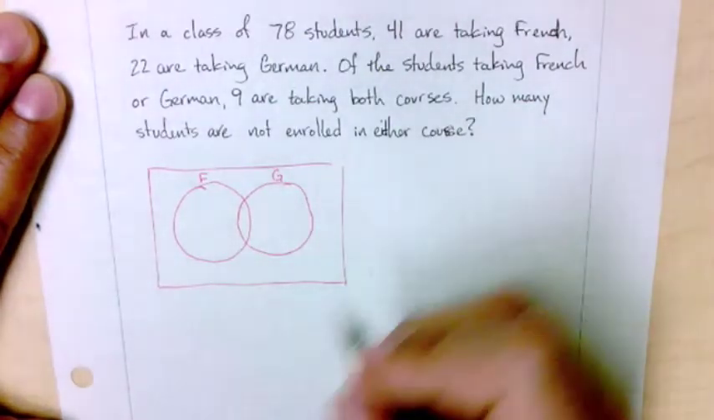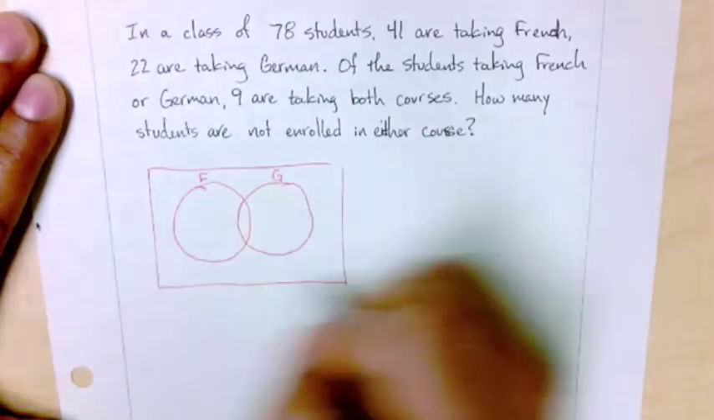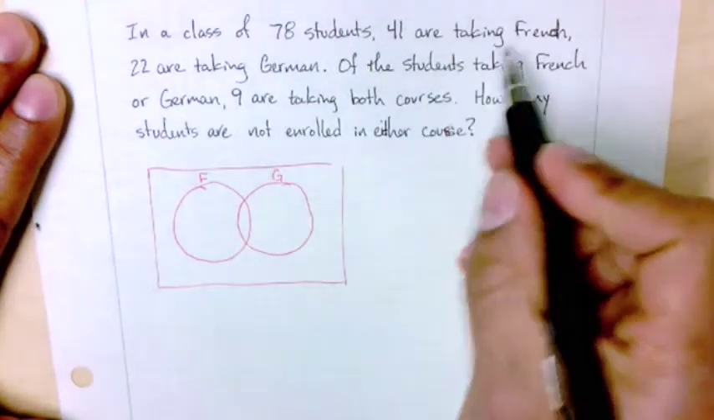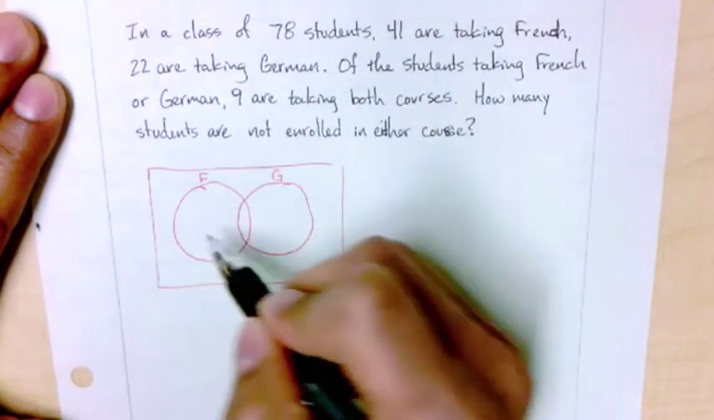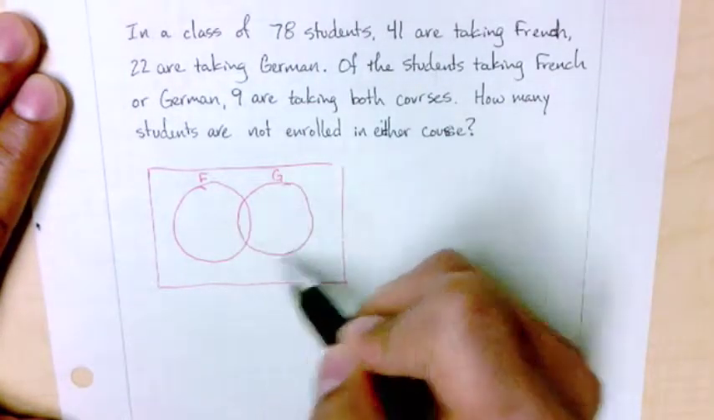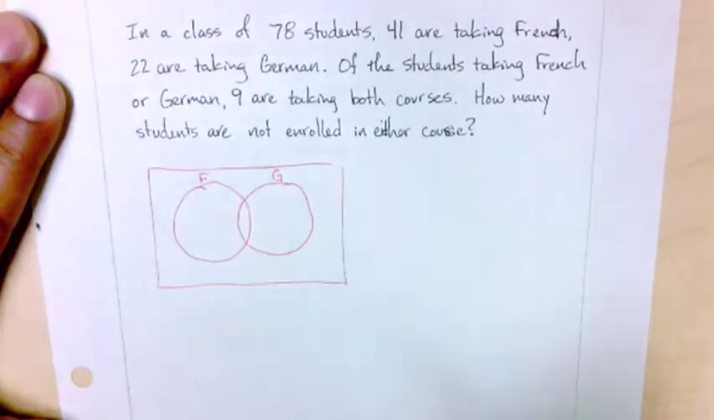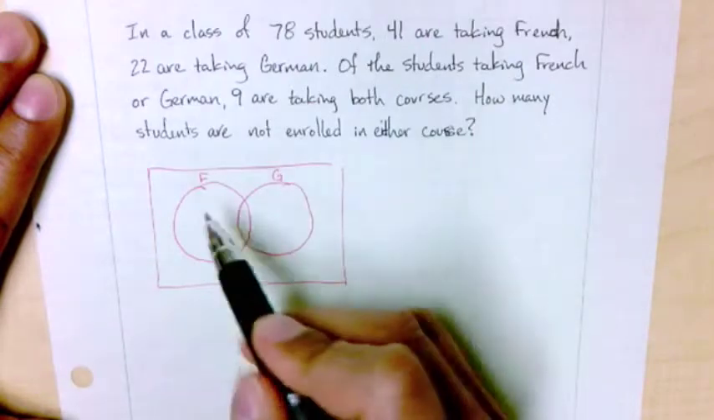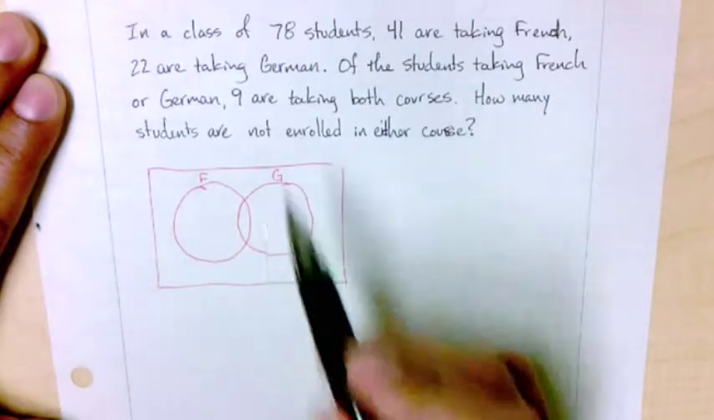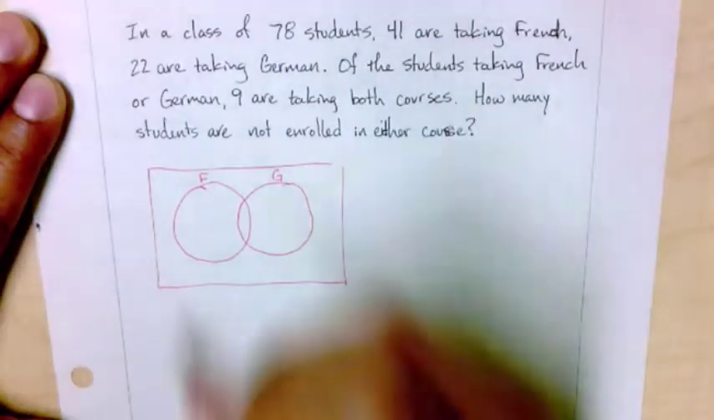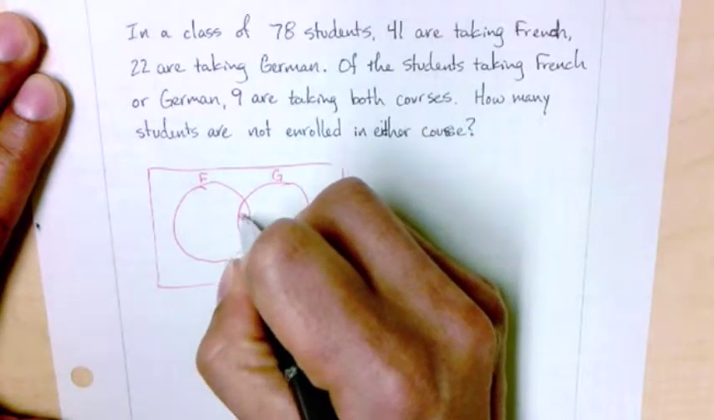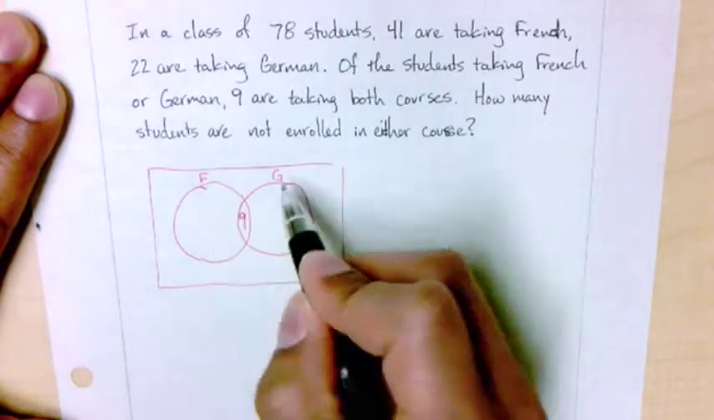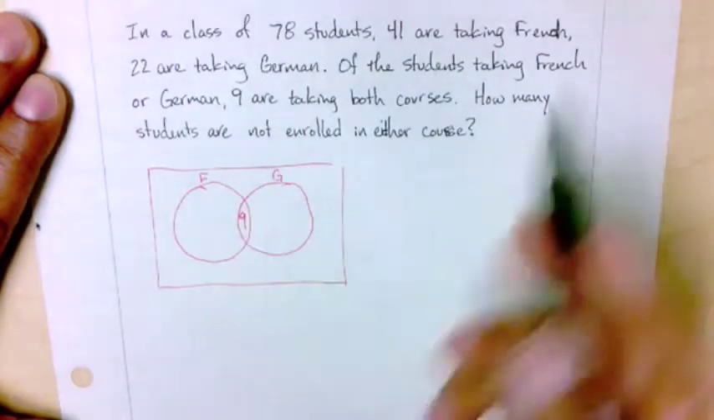I know there are 78 students in all, so inside of this rectangle, I should have a total of 78 students. There are 41 taking French, so in this circle, in total, there should be 41, and for German, there should be 22. But the trick is, of the students taking French or German, which is the students in both of these circles, 9 are taking both, which I can fill in immediately. So I know that 9 students sit here in the middle, taking both French and German. Once I know that, I can fill in the rest.